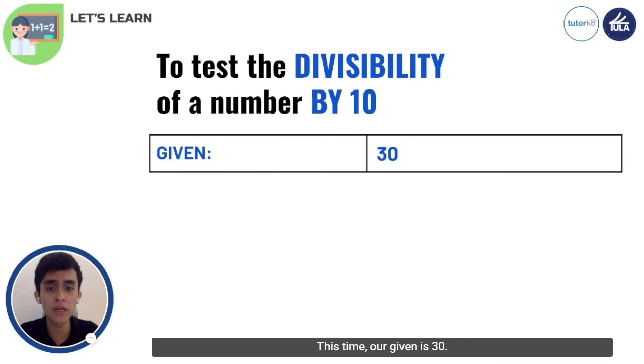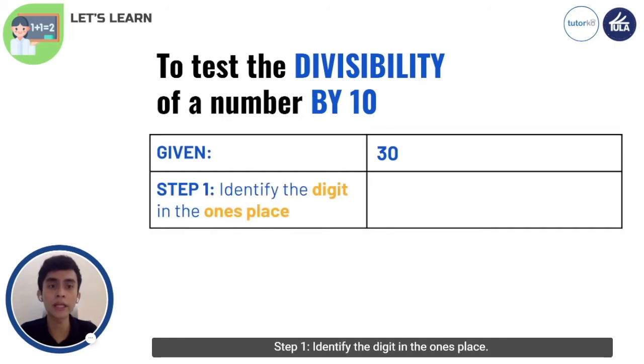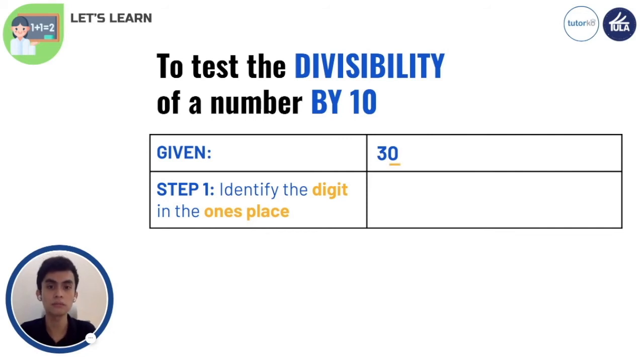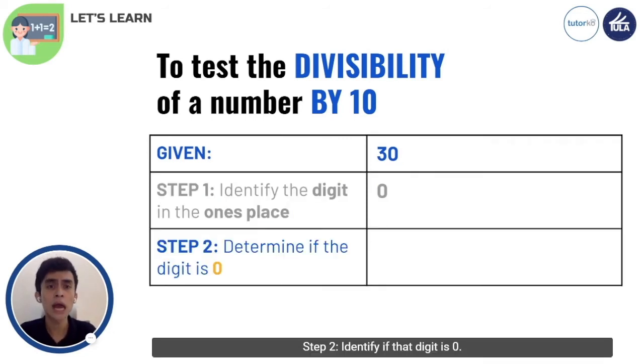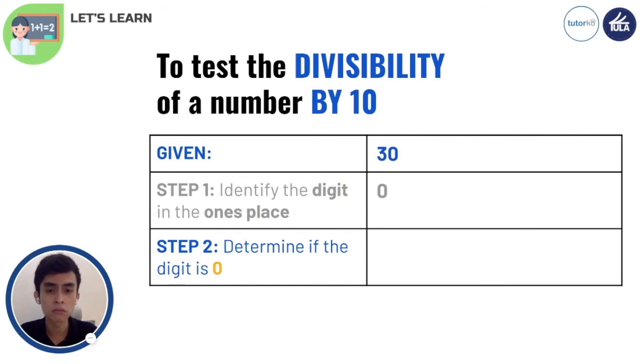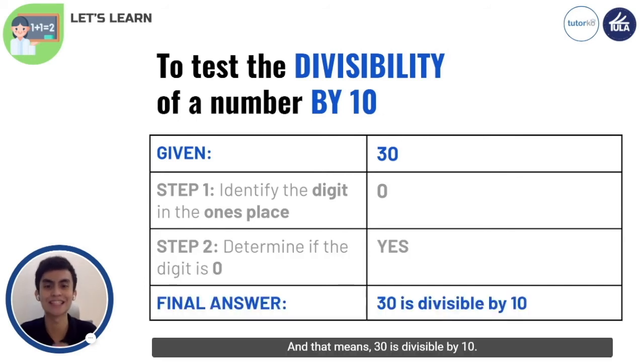This time, our given is 30. Step 1, identify the digit in the ones place. In this case, it's 0. Step 2, identify if that digit is 0. Is it 0? Yes, and that means 30 is divisible by 10.